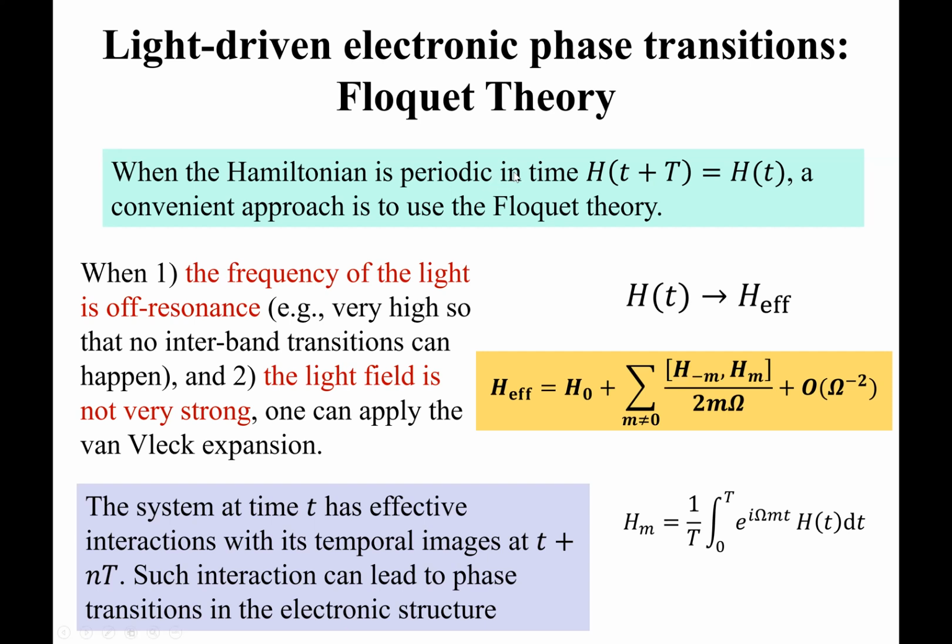And you can also, by imposing a high frequency photon field, use the Floquet theory, where you convert a time-dependent Hamiltonian for the electrons to an effective time-independent Hamiltonian, where this Hm is the mth Fourier component of your Hamiltonian, and this can be used to build an effective magnetic field in this time crystal.